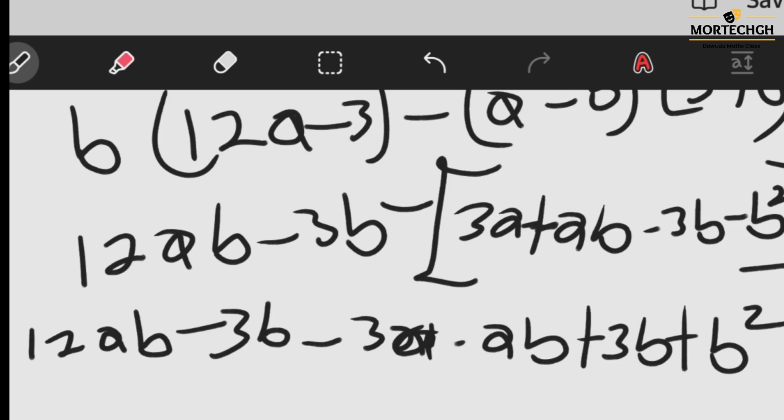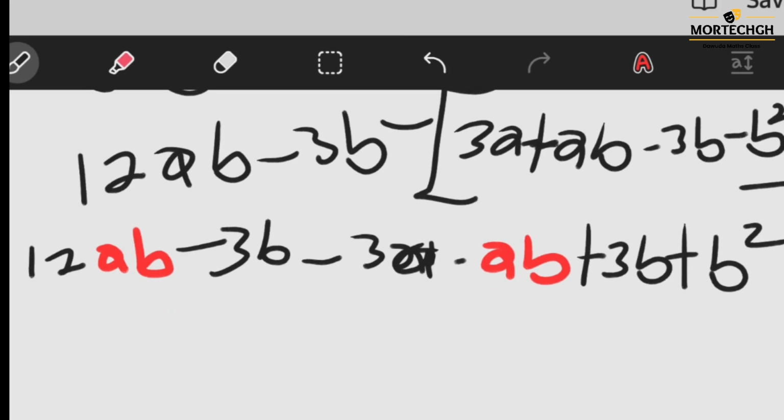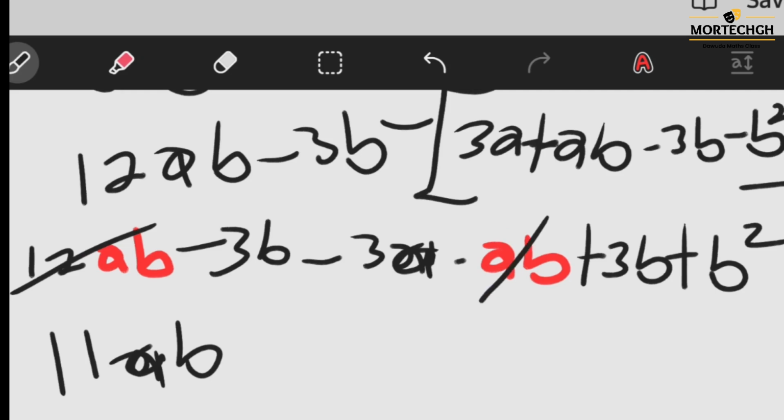Check to see if there are some common terms. You realize that we have ab here. We also have ab here, right? So you can simplify further: 12ab minus ab will give you 11ab. So these terms are out. Minus 3b is also here, and plus 3b is also here. So these terms will cancel each other. Plus and minus will cancel.